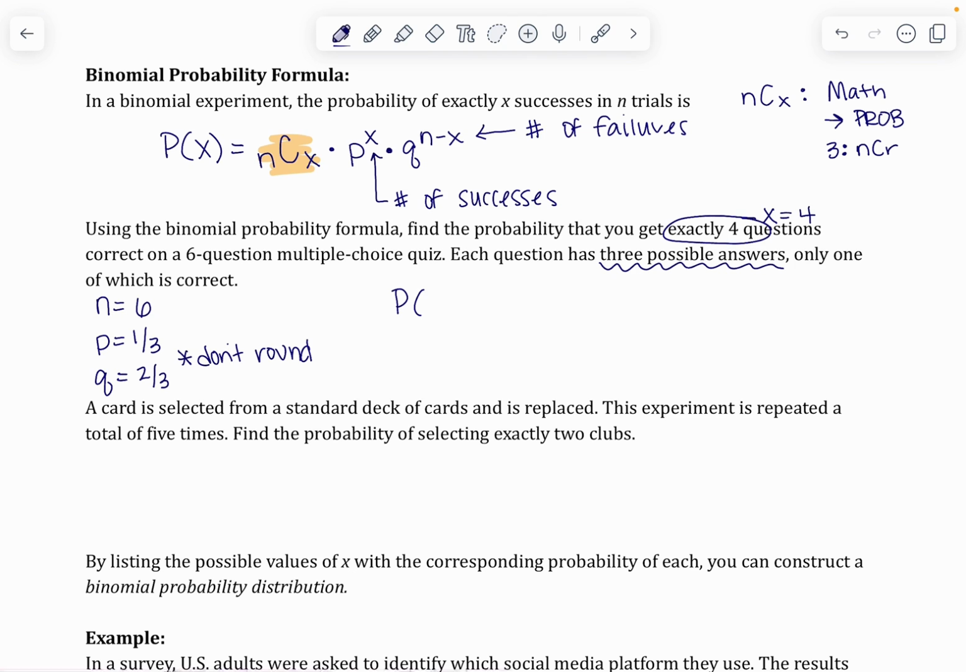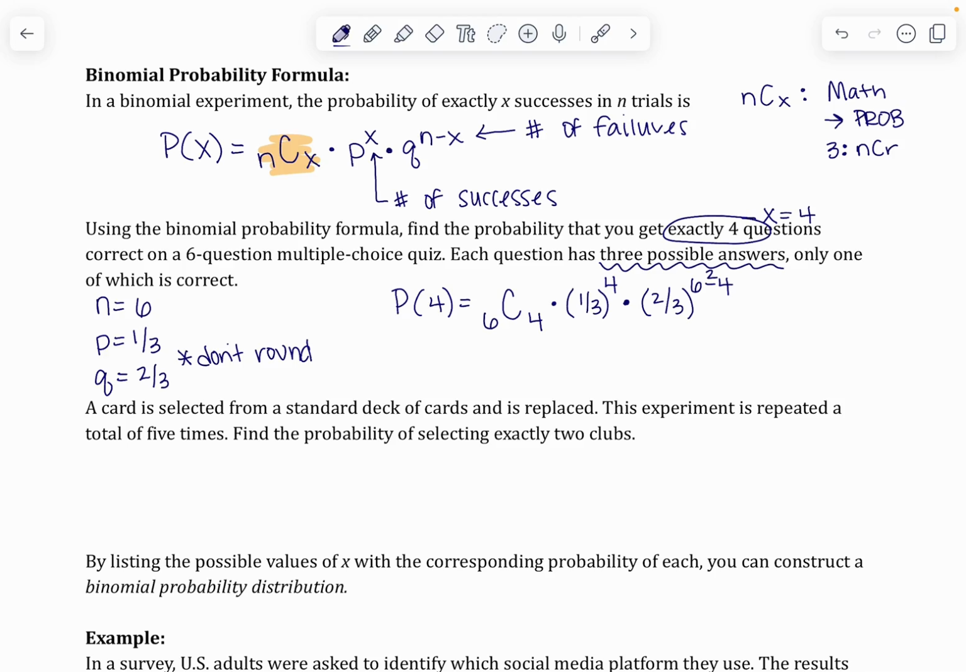So the probability of 4 equals nCx, so we started off with 6 questions. Of those 6 questions, we want to get 4 correct, times the probability of success, 1/3, and we want to get 4 of those successes, times 2/3, and you can either do 6 minus 4, based off of the formula that's listed above, or if you'd rather just write a 2 here, that's fine as well. I do not care which way you do it.